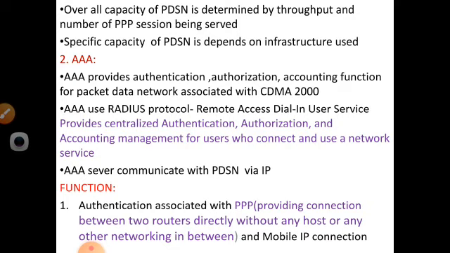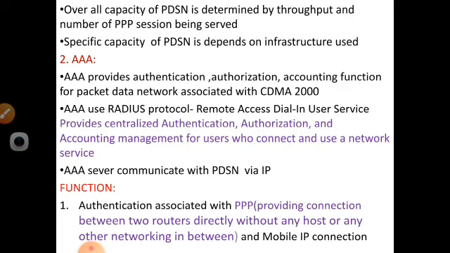to the user who are connecting along with the network services. So apart from this AAA server, they will communicate with PDSN through the IP protocol. So what are the important functions performed by this AAA? The first A stands for authentication.